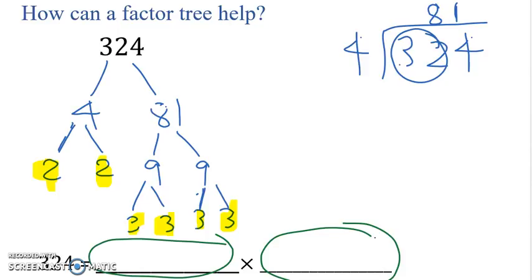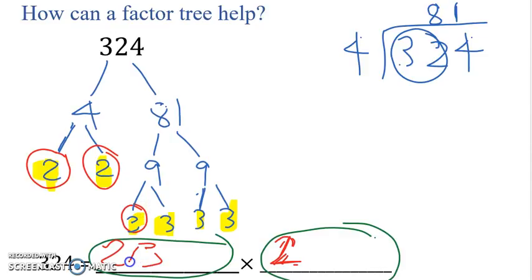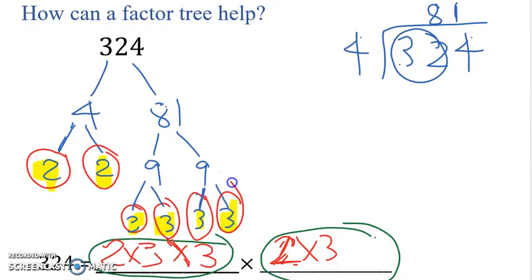So I could take this first 2, put it here, and this second 2 and put it over there. Then I could take this first 3 and put it over here, and the second 3 and put it over there. Take this 3 and put it over here, and this last 3 and put it over there. And the reason why I'm doing that and putting the same numbers in each group is that I want to think of a number times by the same number.